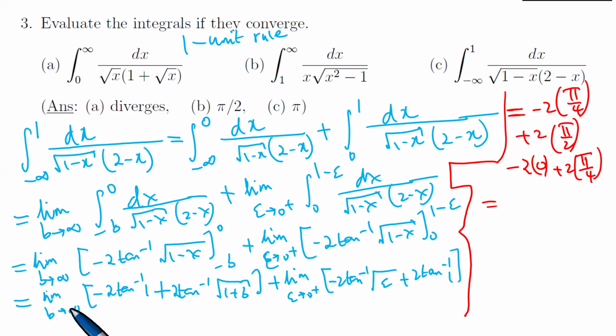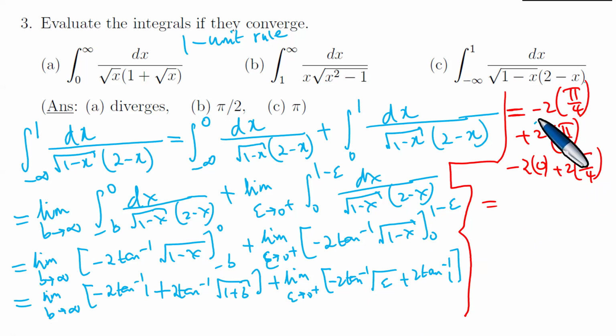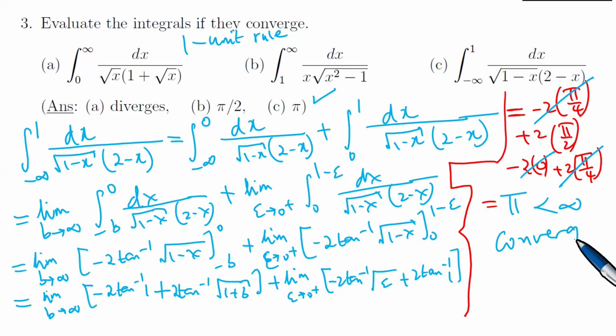Okay, let's see now what we're getting. This minus 2 pi over 4 and the 2 pi over 4, they give us 0, and this one would give us exactly 0. And then we're left with this one, 2 cancels, giving us pi. Aha, there it is. So this pi is this infinity, which means that the integral converges. The integral converges.